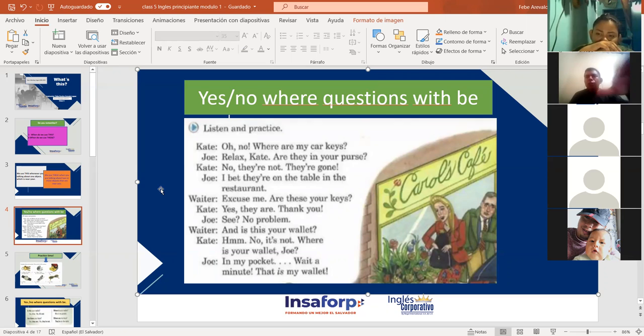Thank you so much, William, Maria Teresa, and Roberto. Excellent. Now, let's see the pronunciation of this. Are these your keys? Are these your keys? And we have another one. Alas, and of course they are not, they're gone. Table, all right? Table. It's different, right? Table? Excellent, very good, table.